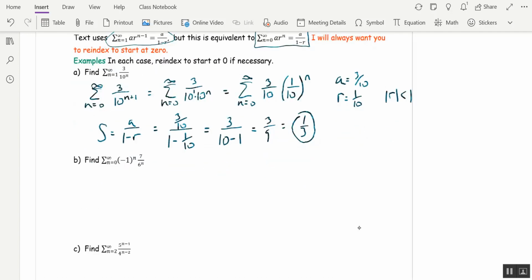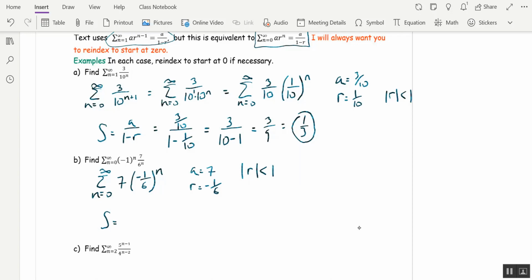Okay, next one. It already starts at 0. Good. We don't have to reindex, but we do have to do a little bit of cleanup. We need to write this as some number times something to the n. Well, 7 has no exponent over it, so 7's our a, and then negative 1/6 is our r, because all of that is being raised to the n. So a is 7, r is negative 1/6. R can be negative. As long as the absolute value of r is less than 1, you're good to go.